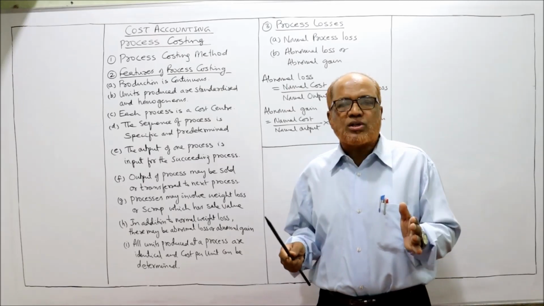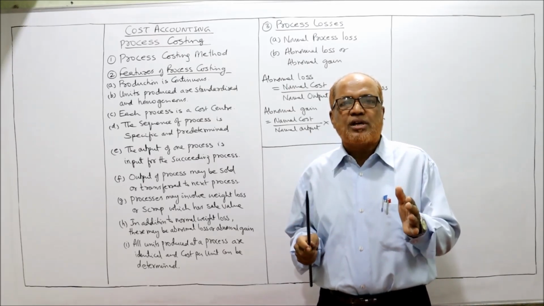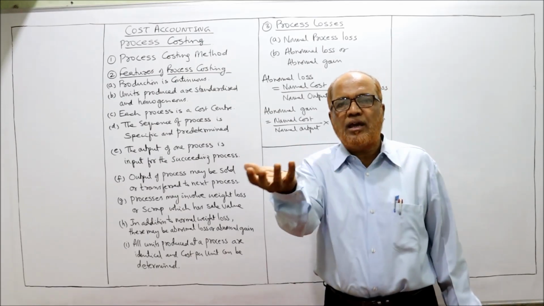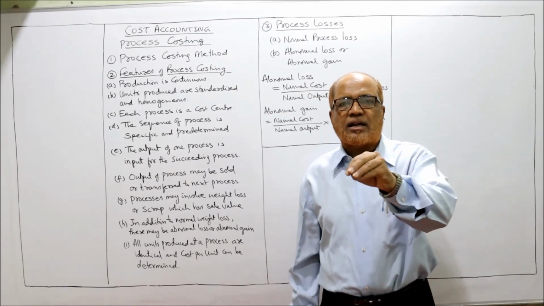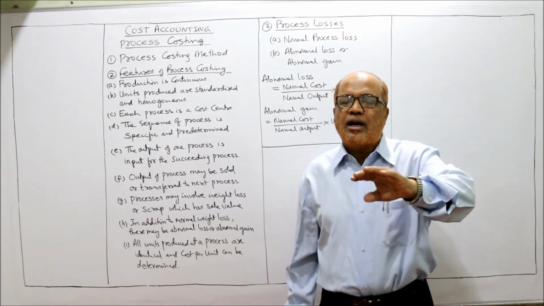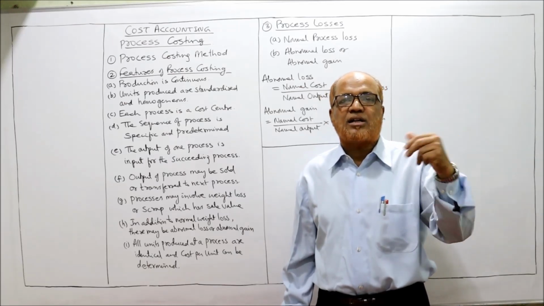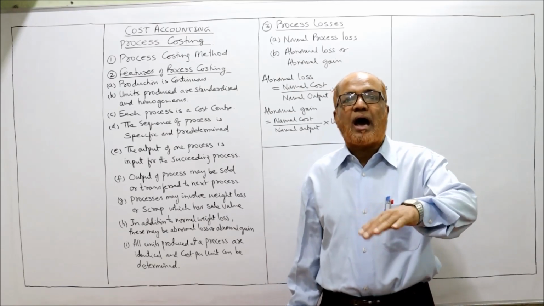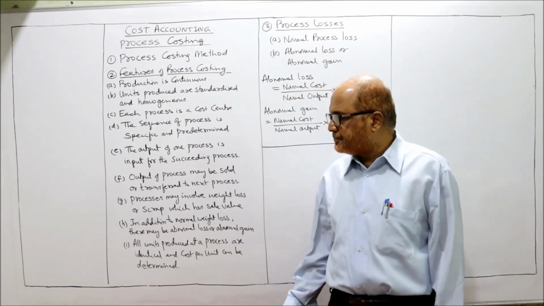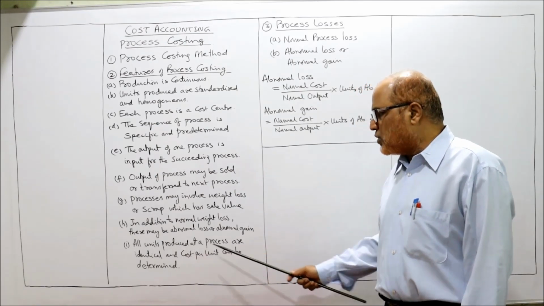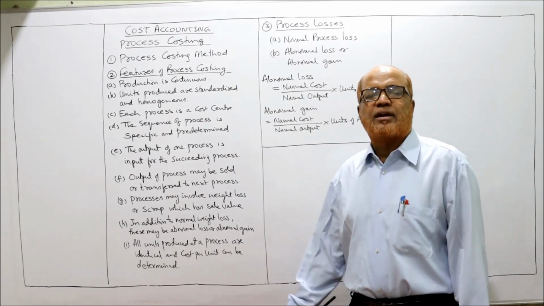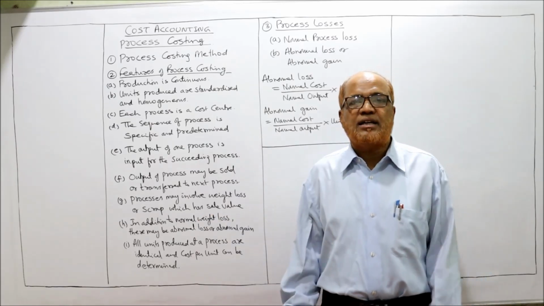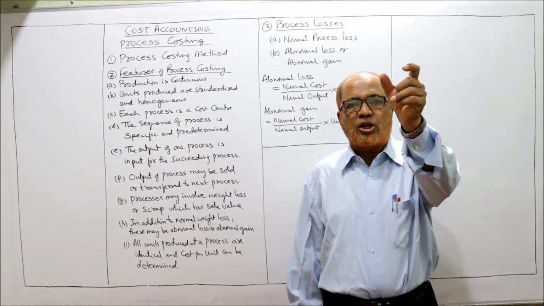Now, in process industries, it is observed that there is some normal loss. The output will not be equal to the input. Suppose 100 tons of sugar cane are introduced, it is not necessary that we will get 100 tons of sugar. There may be some process losses, and sometimes there may be abnormal loss or abnormal gain. The next feature: all the units produced in a process are identical and cost per unit can be determined, because all the units produced are homogeneous and identical. So we can calculate the total cost.